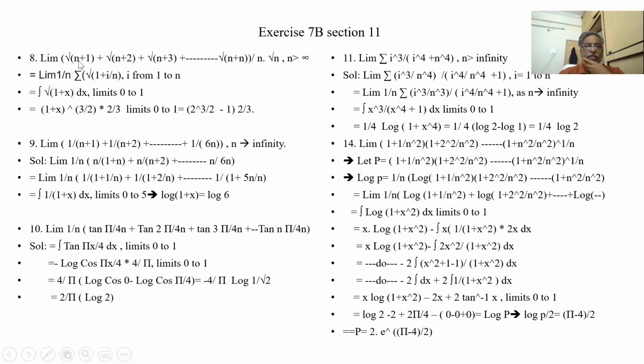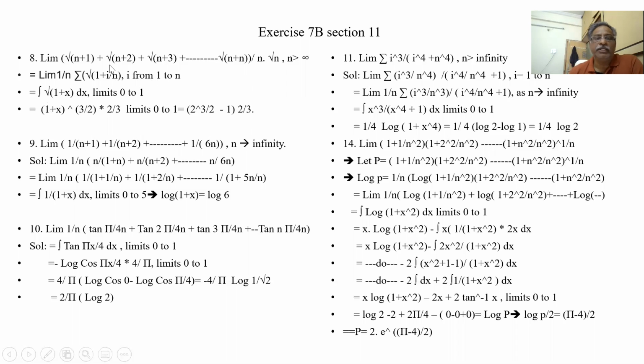So when I divide, n by n becomes 1 and 1 by n. So root of 1 plus 1 by n, root of 1 plus 2 by n, root of 1 plus 3 by n, up to root of 1 plus n by n. So this is nothing but the sum of root of 1 plus i by n, i equal to 1 to n. So this is my integration form, integral of root of 1 plus x with limits 0 to 1, since p is 1 here. So root of 1 plus x dx, I know it is 1 plus x whole to the power 3 by 2 by 3 by 2. When I apply 0 to 1, I am getting the answer 2 by 3 into 2 to the power 3 by 2 minus 1.